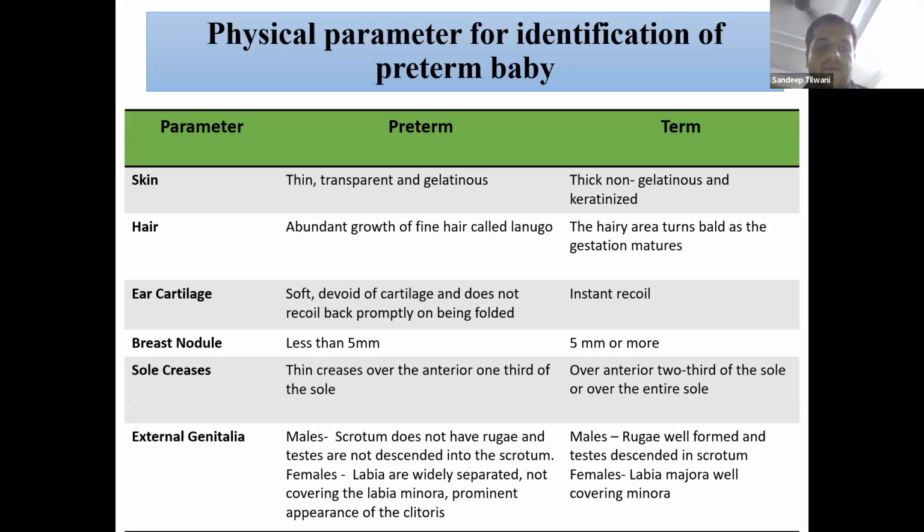Okay. Then comes the ear cartilage. Ear cartilage in preterms would be very soft and not well developed. As a result, whenever you pinch the cartilage of the ear between your thumb and finger, there is a slow recoil in a preterm baby, whereas in a term baby there is an instant recoil because the cartilage is well developed. The recoiling capacity becomes good.